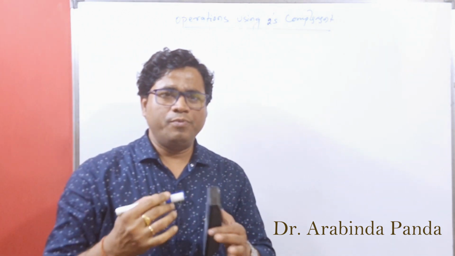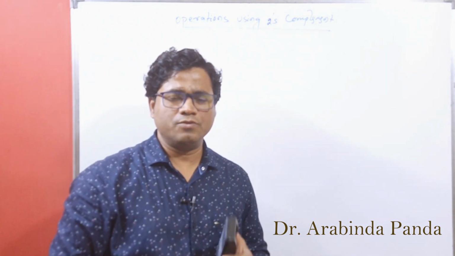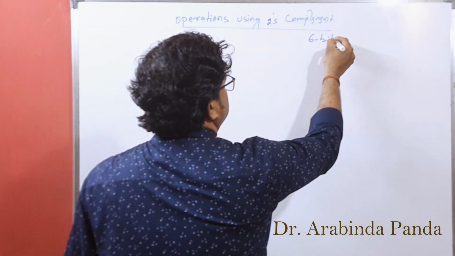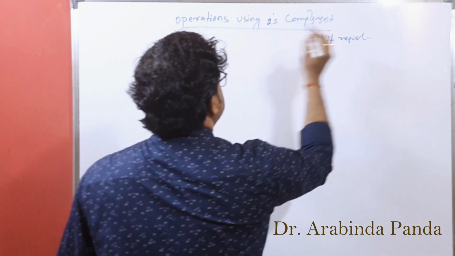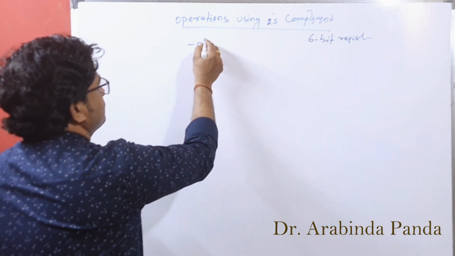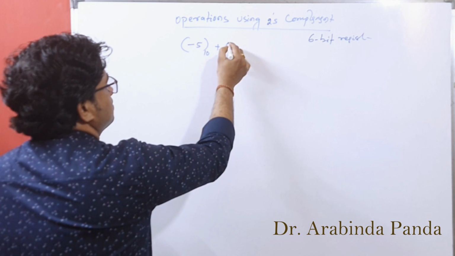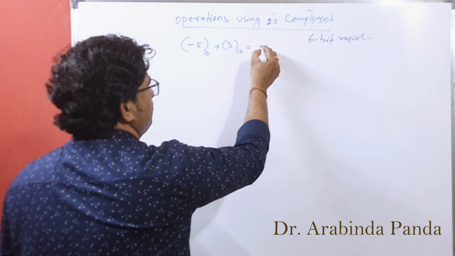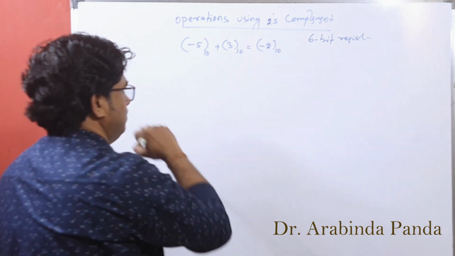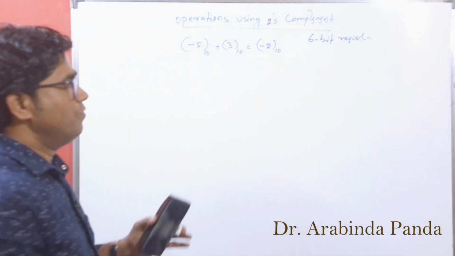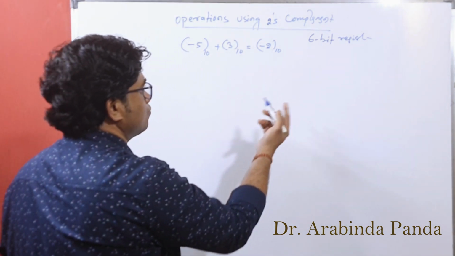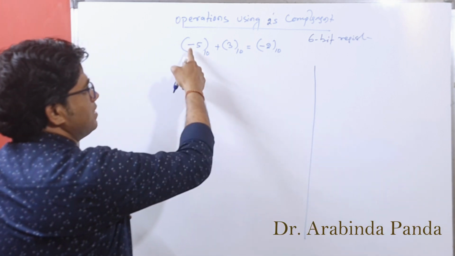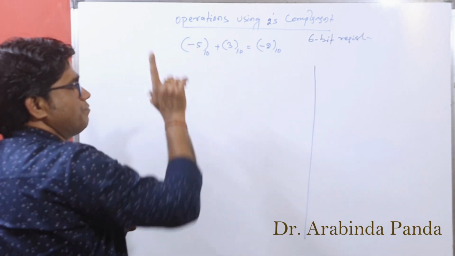See, how can we implement the addition and subtraction of numbers using 2's complement? The same 6-bit register we will be taking here also, and the same example: minus 5 base 10 plus 3 base 10. Here actually it will give you minus 2 base 10. And now let us check whether it is correct or not using 2's complement. The same way, as minus 5 is a negative number, you can find out the 2's complement of the 5 only.